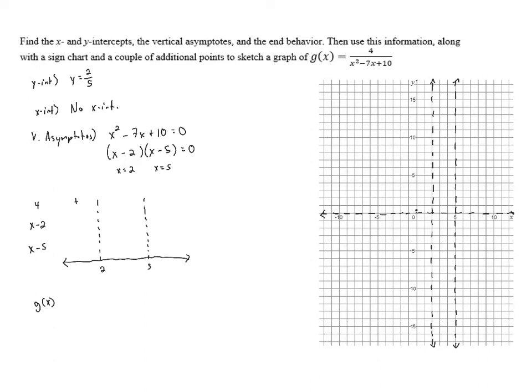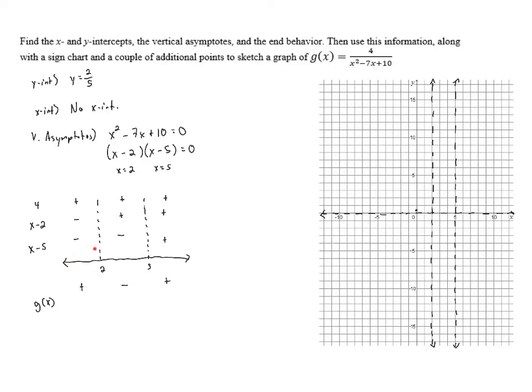So 4 is always going to be positive because it's a positive number. X minus 2 will be positive so long as x is greater than 2 and negative otherwise. And x minus 5 will be positive so long as x is greater than 5 and negative otherwise. So using our sign chart, we can see that the first interval will be positive, the next one will be negative, and the last one will be positive.